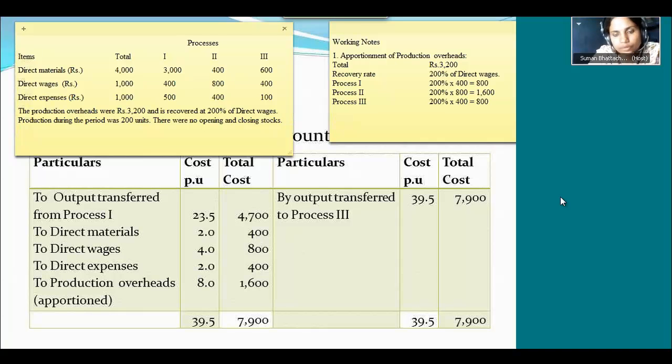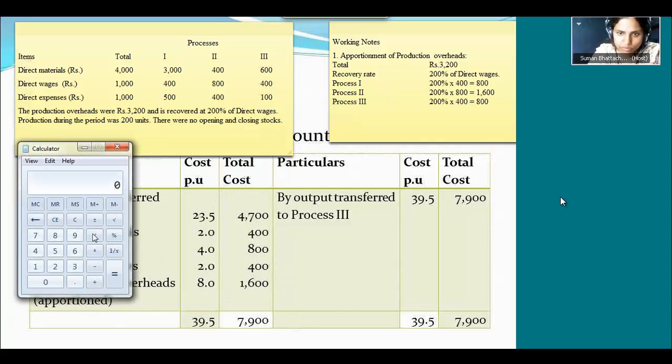And we have to find out the cost per unit. So what will be the cost per unit? Again 400 should be divided by 200, because production during the period was 200 units. So total cost 400 divided by 200 units, we will be getting cost per unit rupees 2.